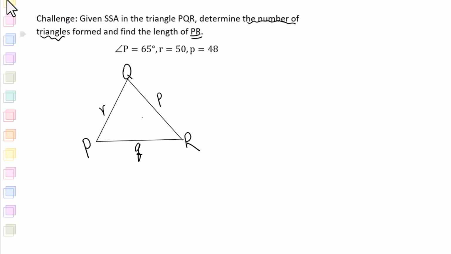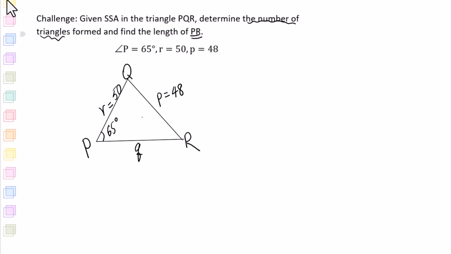of PR. We are given the angle P is 65 degrees. Length R equals 50. Length of QR is 48. We will use cosine law.